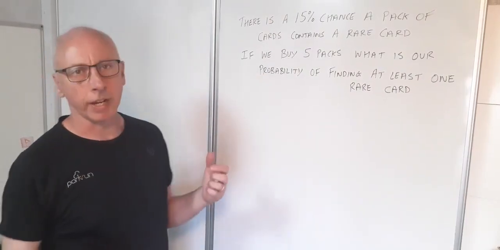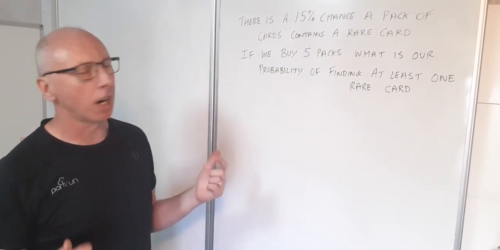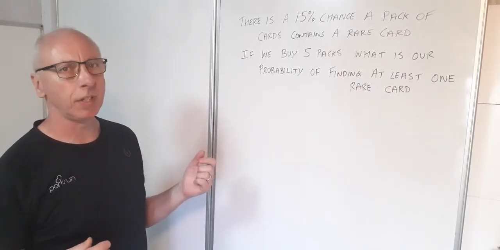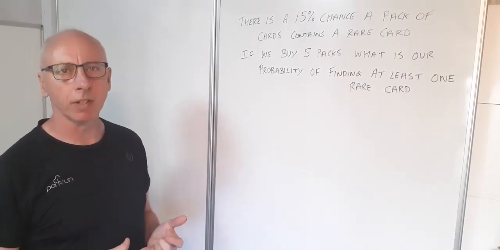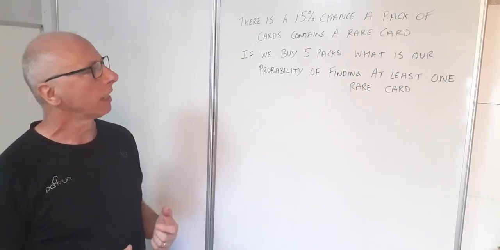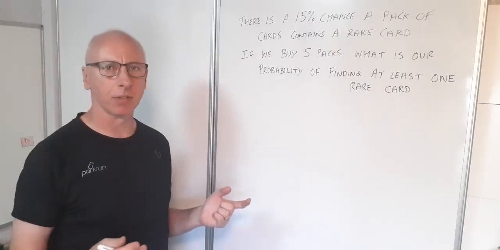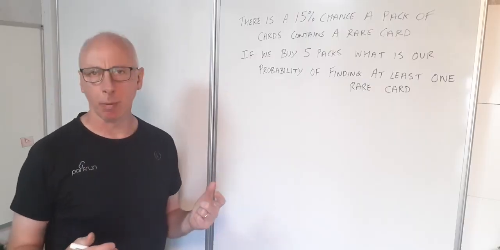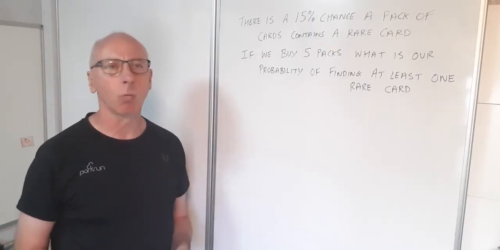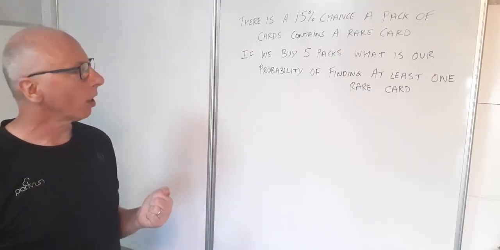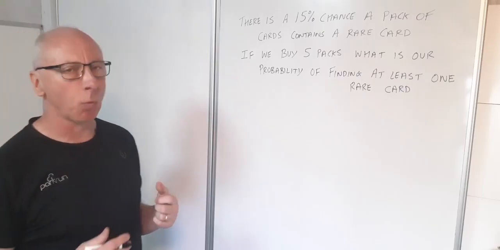So it's a situation here where if we buy a set of cards from a particular auction, what we have is a 15% chance that in that pack of cards there is a rare card. Now what we want to do is find out that if we buy 5 packs of cards, what's our probability of finding at least one rare card.